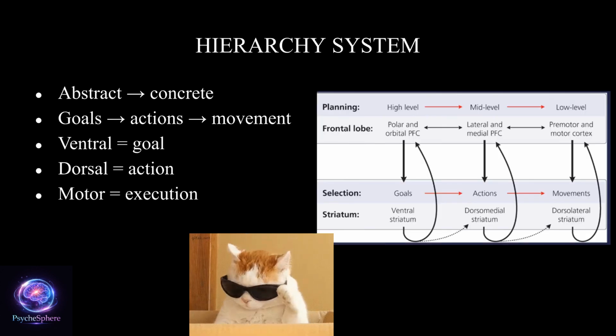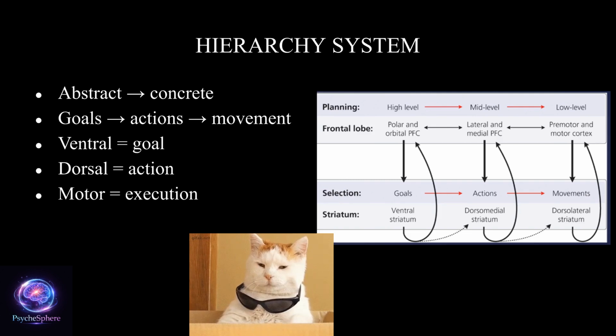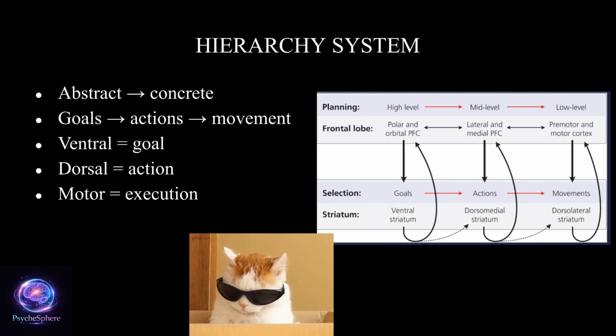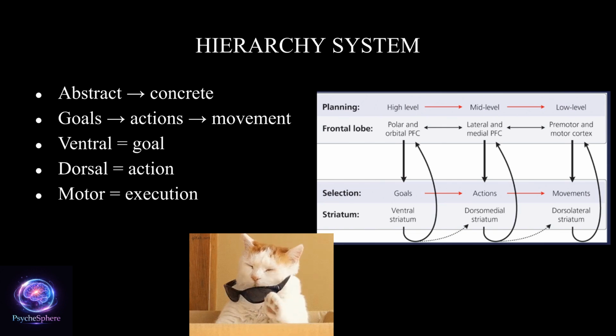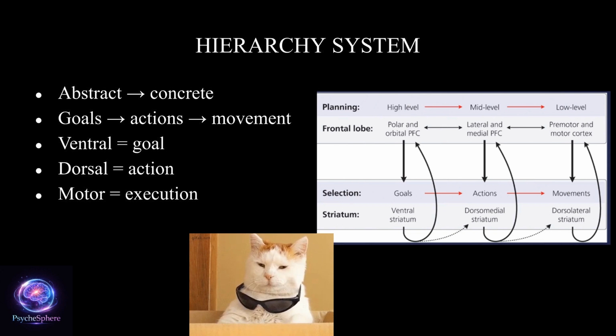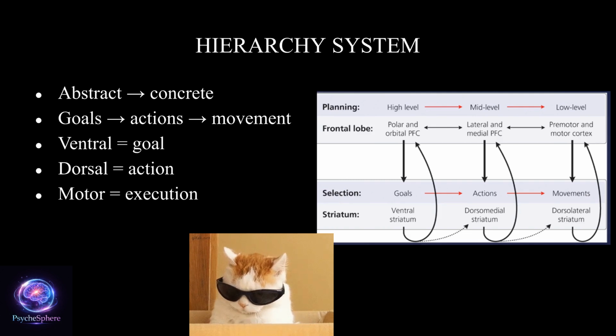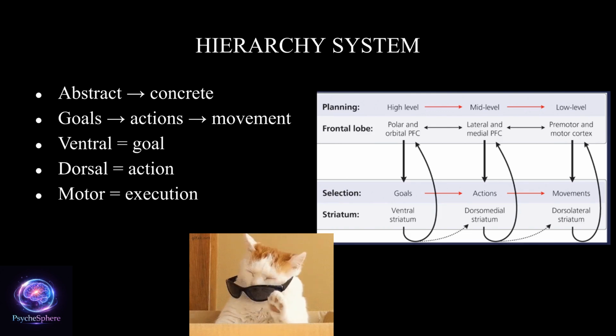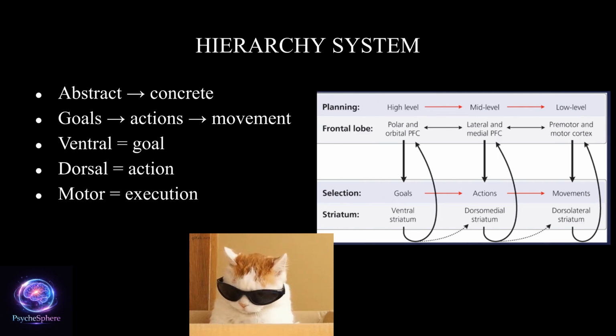Now, let's fully understand one of the most important ideas, the hierarchy system. Your brain does not jump directly from thinking to movement, it works step by step from abstract thinking to concrete action. At the highest level, our prefrontal cortex decides the long-term goals. For example, I want to become a doctor. At the next level, it decides the strategies. For example, I need to study hard today. Then at a lower level, the motor system plans the movement. For example, pick up the book.